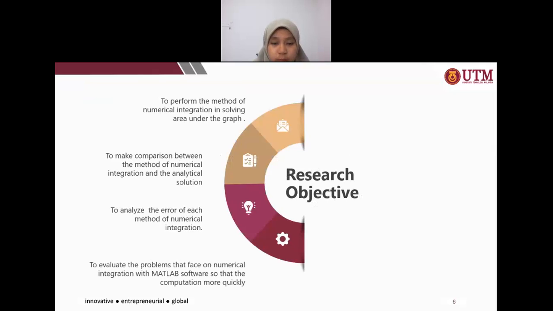This research proposal has four research objectives. First, to perform the method of numerical integration in solving area under the graph. Second, to make a comparison between the method of numerical integration and the analytical solution. Third, to analyze the error of each method of numerical integration. And the fourth, to evaluate the problems faced in numerical integration using MATLAB software.